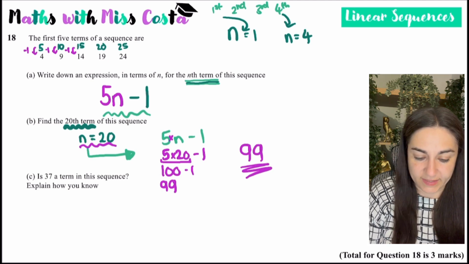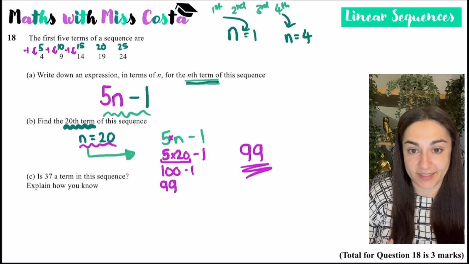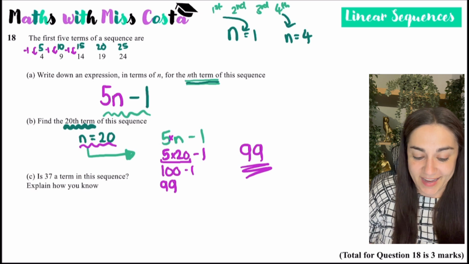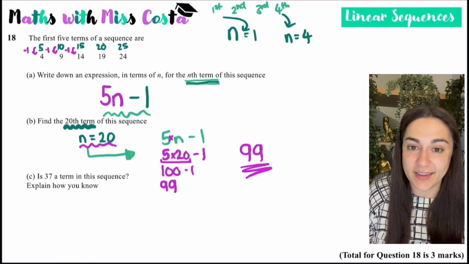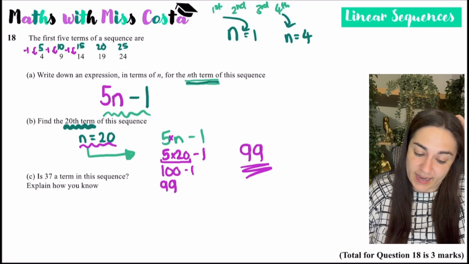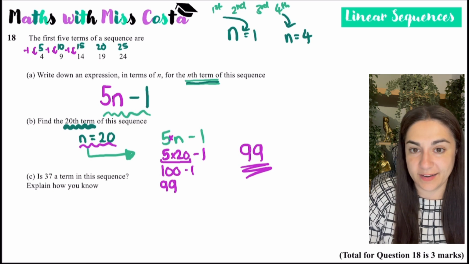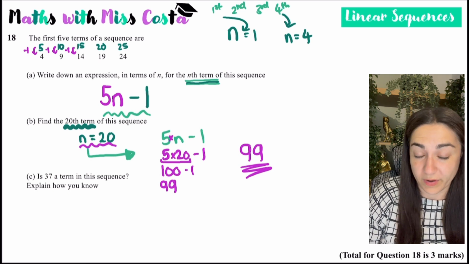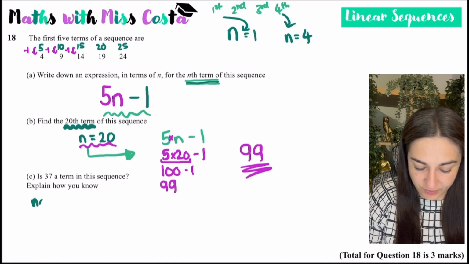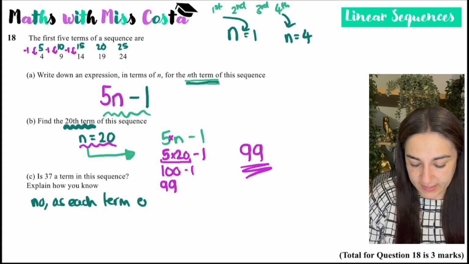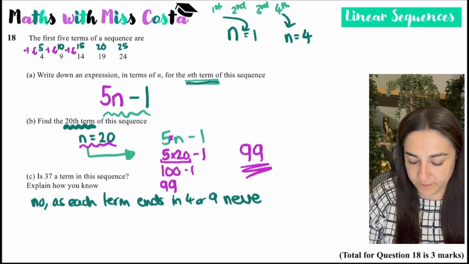And then it asks me to clarify whether something is a term in the sequence. Now there's 2 ways to answer this question. The short way would be to notice that in this sequence, every number ends in either a 4 or a 9. So you could say no, as each term ends in 4 or 9, never 7.